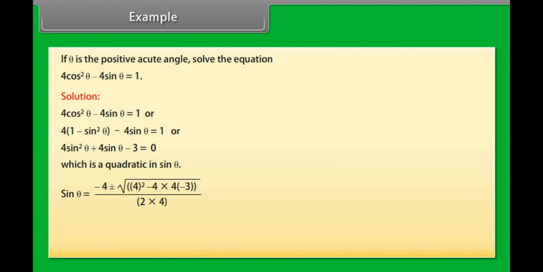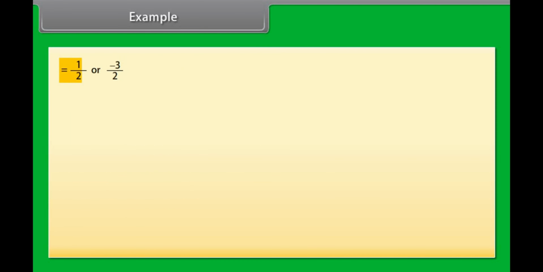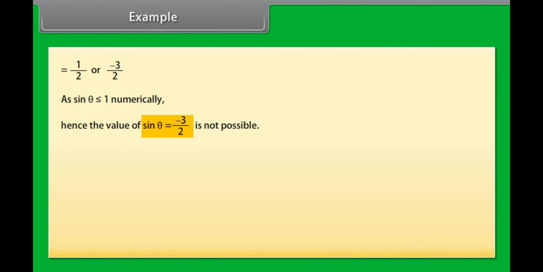Sin θ = (−4 ± √(4² − 4·4·(−3))) / (2·4) = (−4 ± 8)/8 = 1/2 or −3/2. As sin θ is numerically less than or equal to 1, the value sin θ = −3/2 is not possible. Therefore, sin θ = 1/2 = sin 30°. So, θ = 30 degrees.